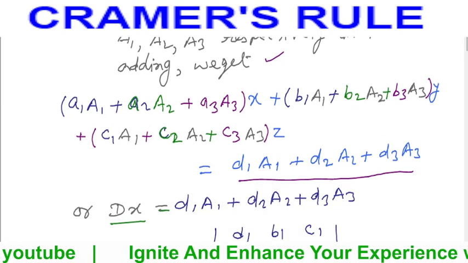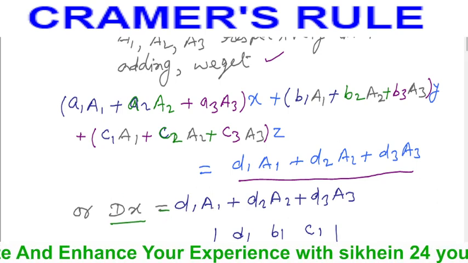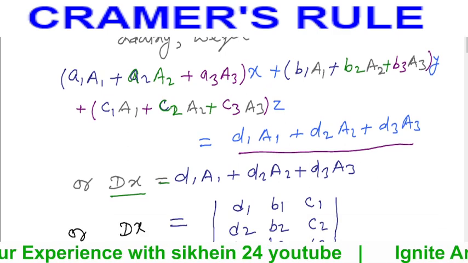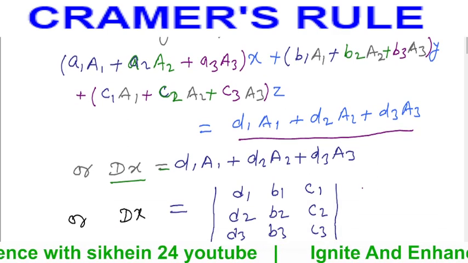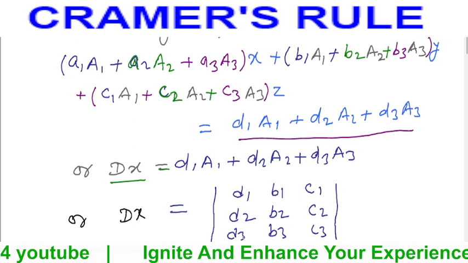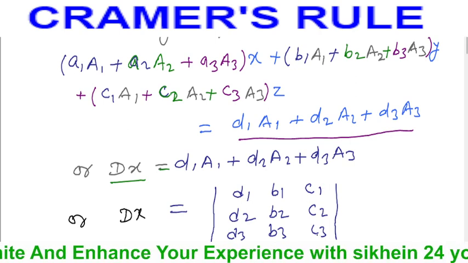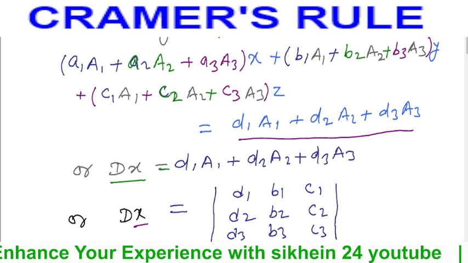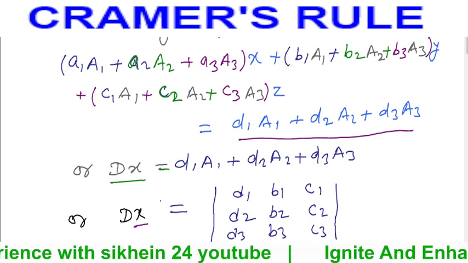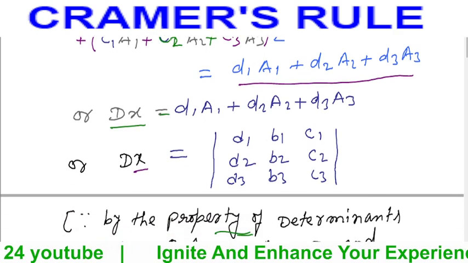Now we can write for x: Dx equals d1 A1 plus d2 A2 plus d3 A3, where the column a1, a2, a3 we replace by d1, d2, d3. Then we write b1, b2, b3 and c1, c2, c3, because here we have taken x, so Dx, the determinant of x. Right? So we can write like this.